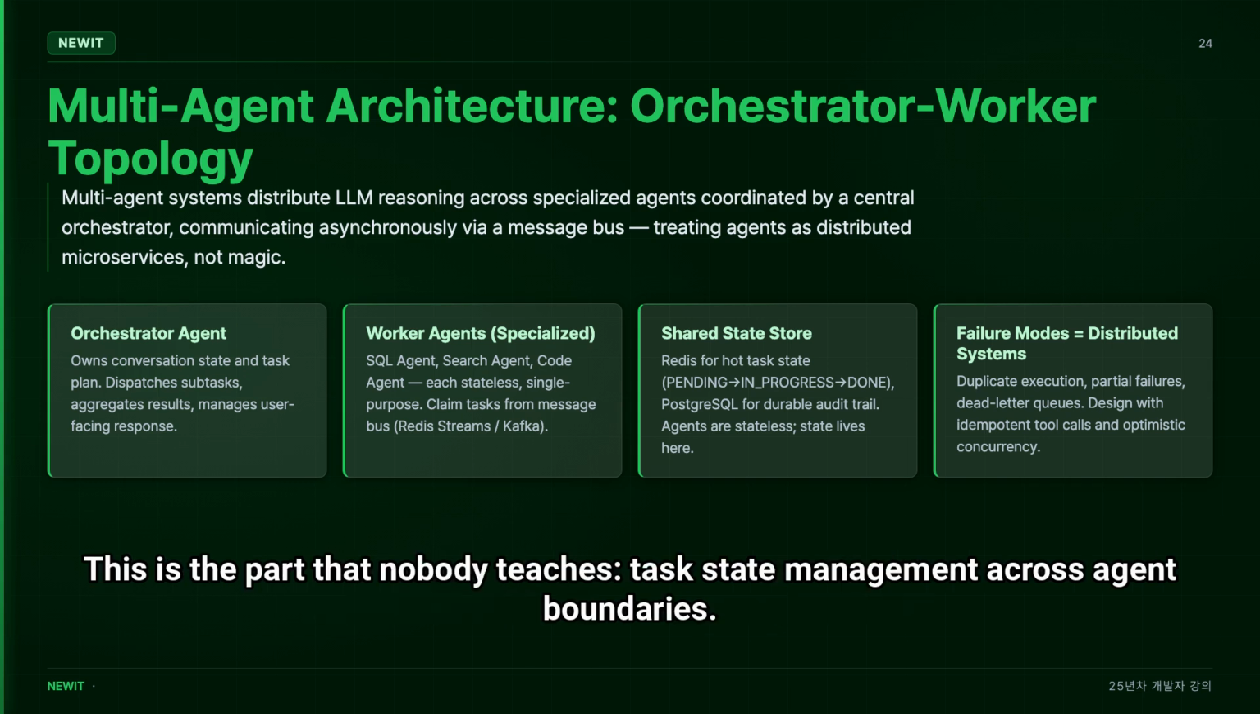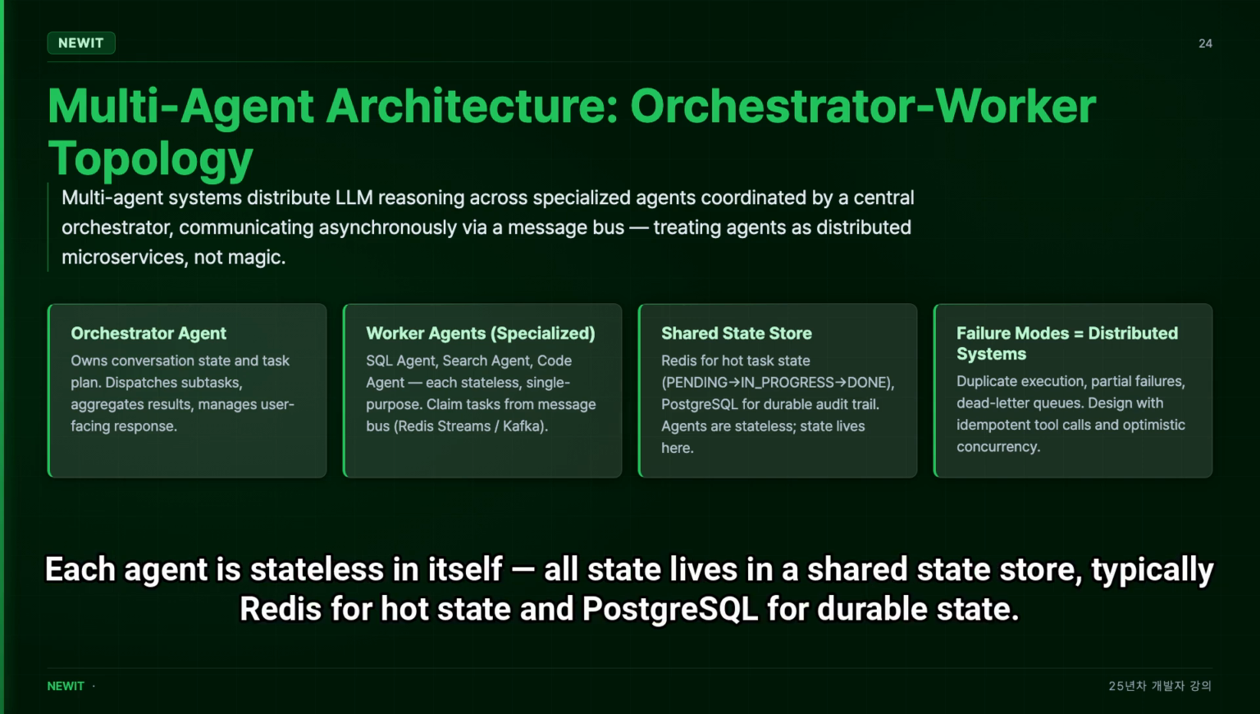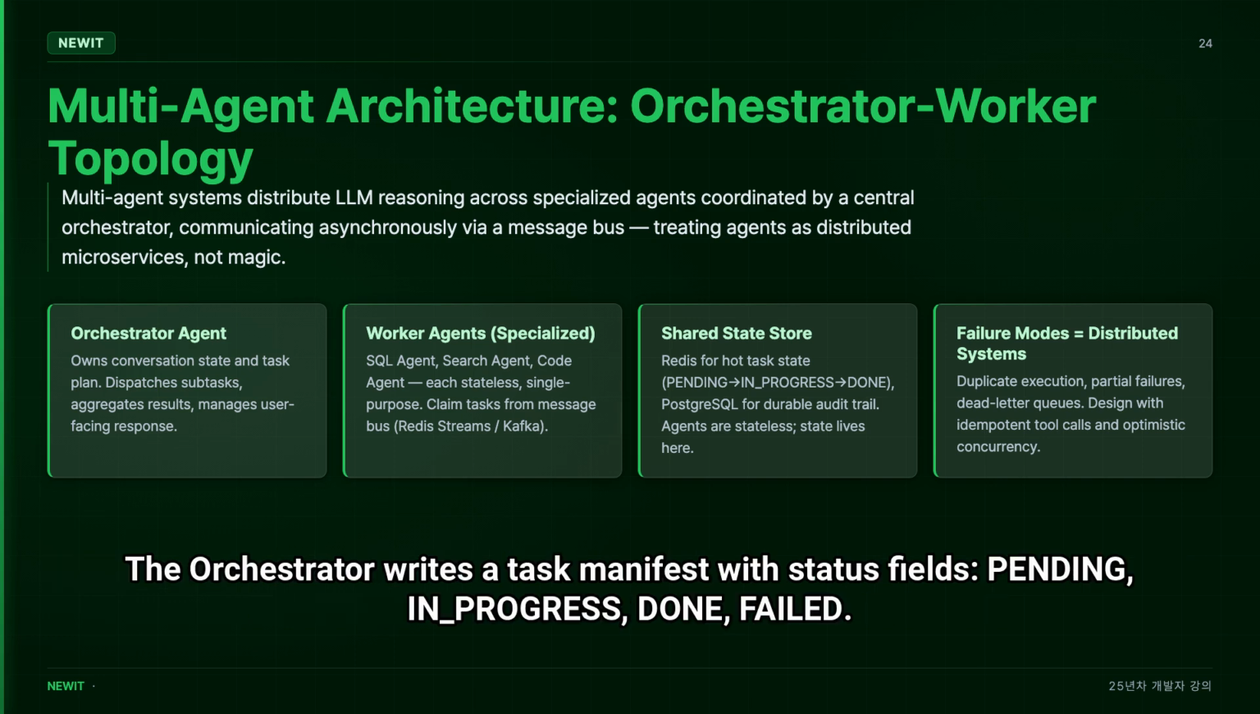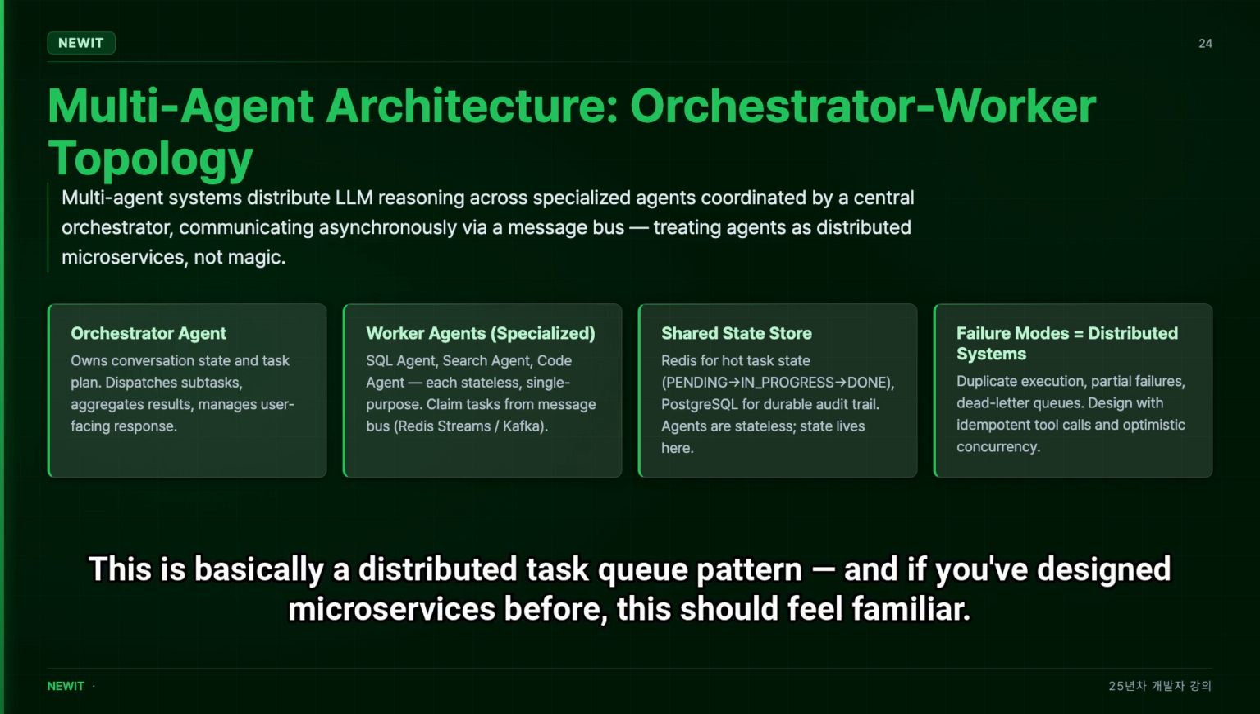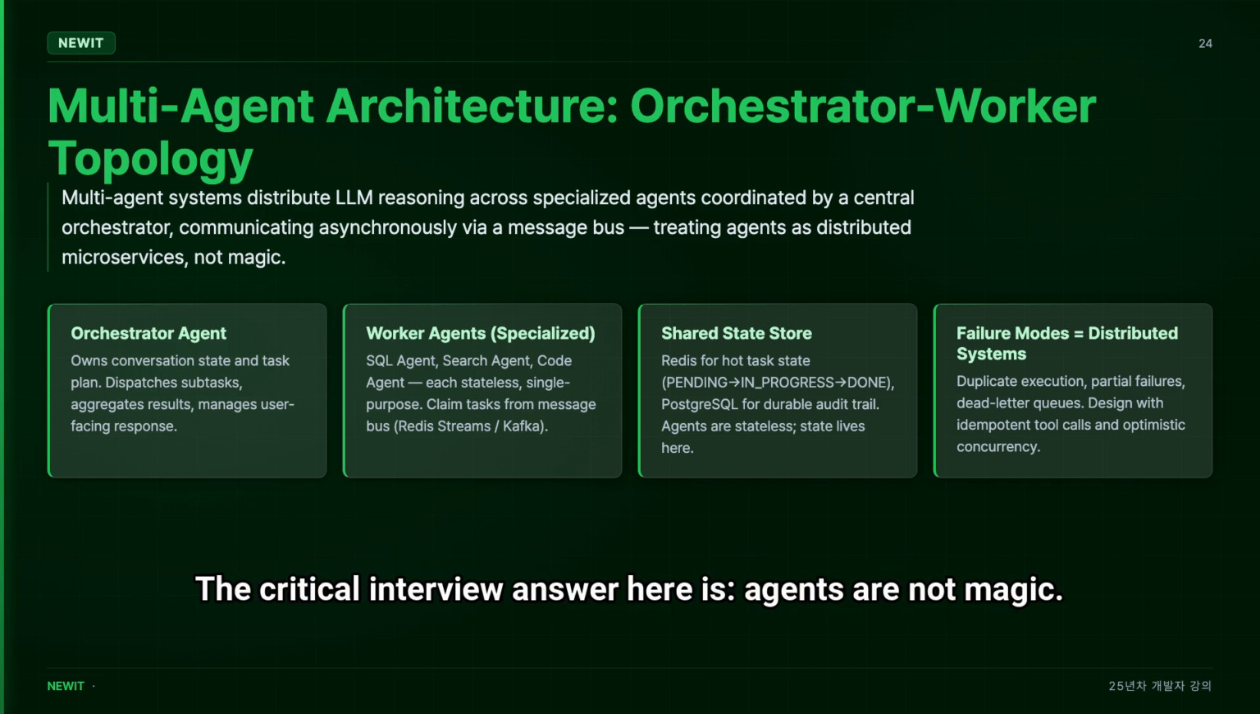This is the part that nobody teaches. Task state management across agent boundaries. Each agent is stateless in itself. All state lives in a shared state store, typically Redis for hot state and PostgreSQL for durable state. The orchestrator writes a task manifest with status fields: pending, in progress, done, failed. Workers claim tasks optimistically and update status atomically. This is basically a distributed task queue pattern. And if you've designed microservices before, this should feel familiar.